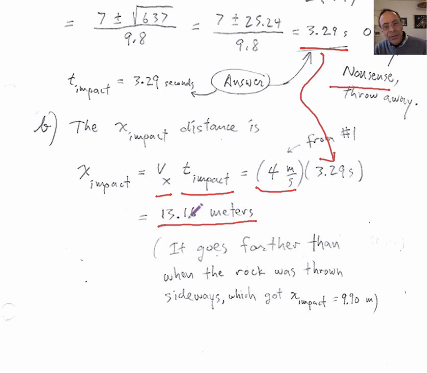Now, an important thing to notice, maybe this is obvious, but I'll point it out anyway, is that it went further. It went 13 meters. It went further than when you just throw the rock sideways. 9.9 is what you got when you just throw the rock sideways. You probably know this intuitively, but if you want to get distance when you're throwing something off of a tall place, you're going to get more distance if you give it a bit of an upward slant when you throw. Okay.